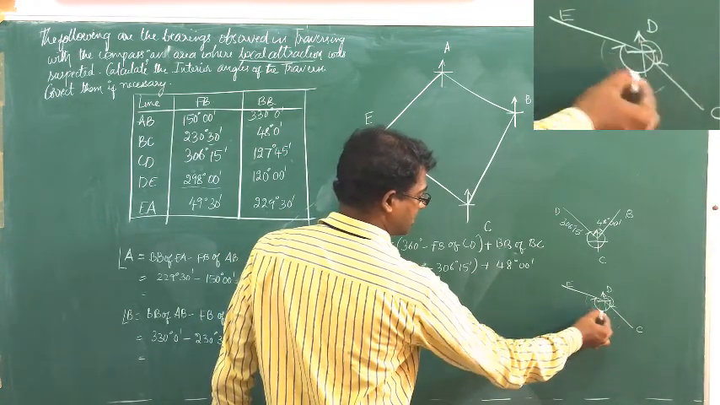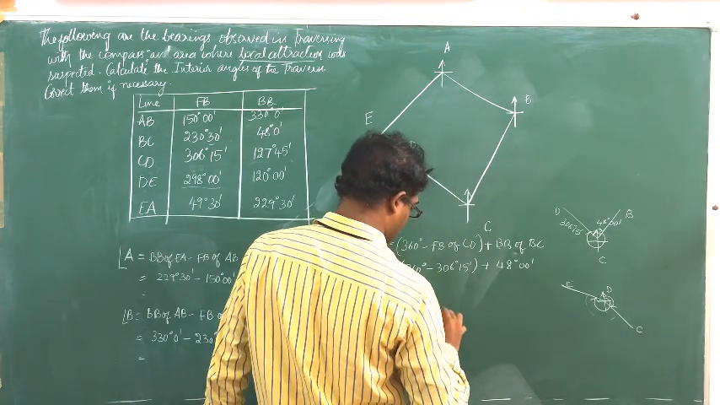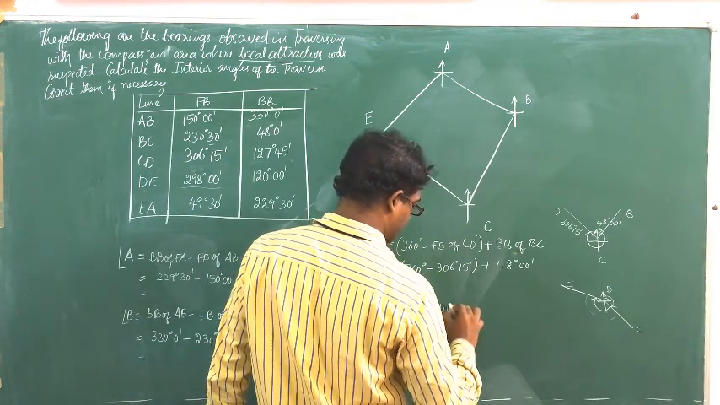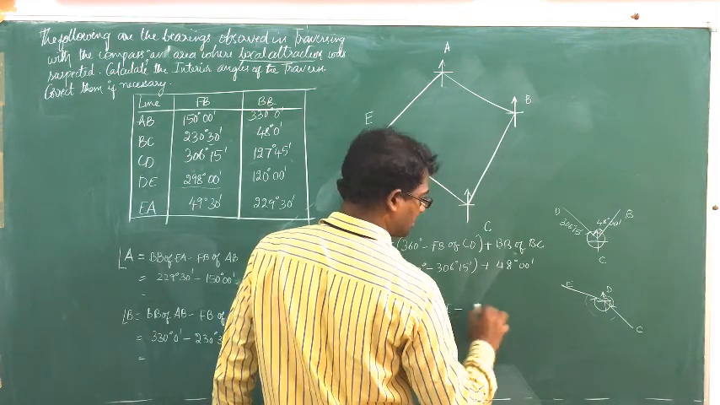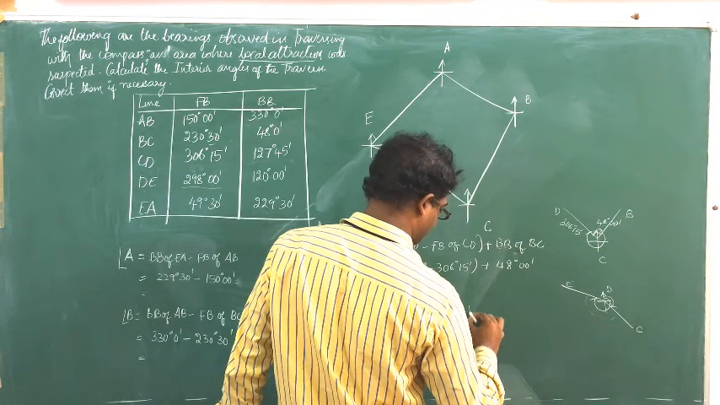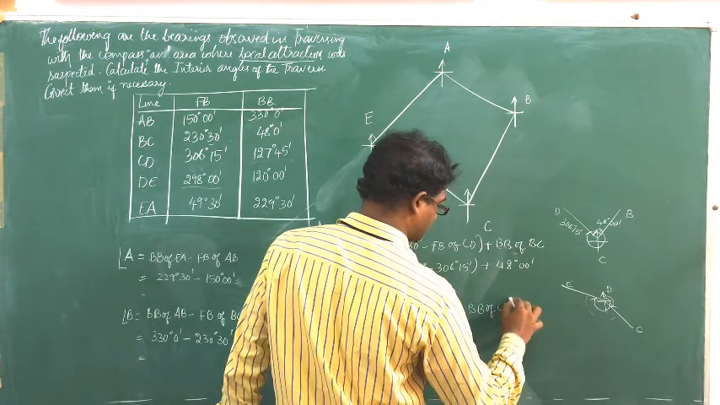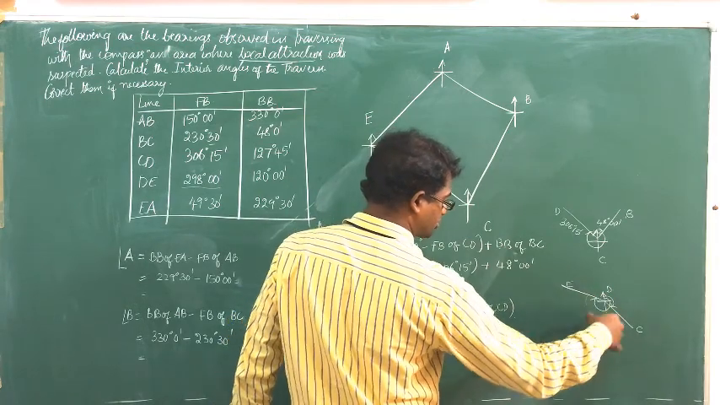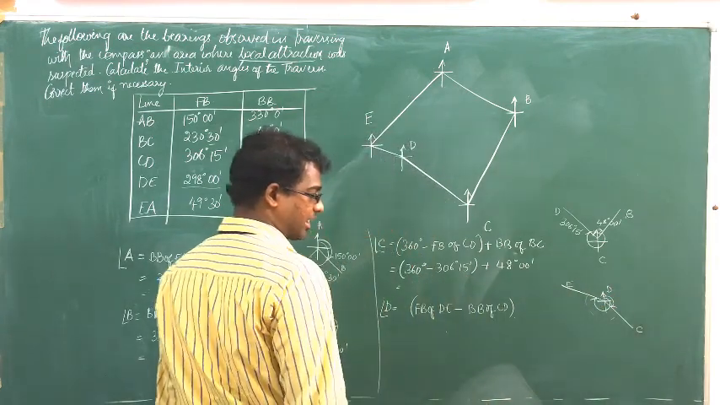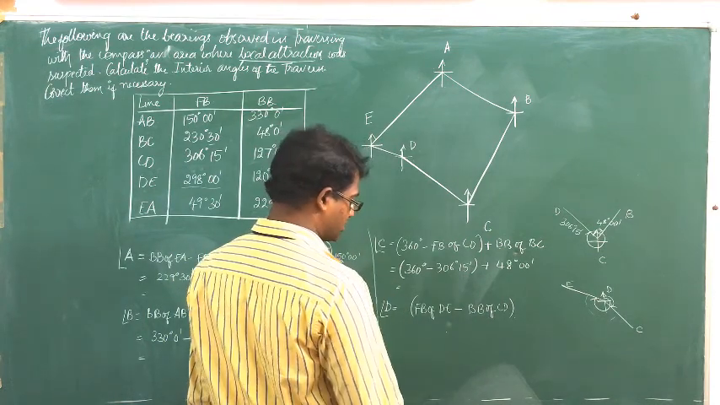So this is DE forebearing. Forebearing of DE minus what I need to know? This is the back bearing of CD. Back bearing of CD, and I am getting the exterior angle. If I want the interior angle, then what should I do? This shall be subtracted from 360, right?